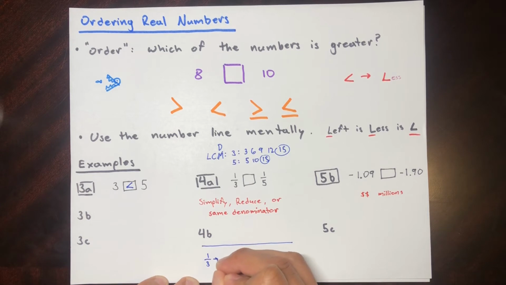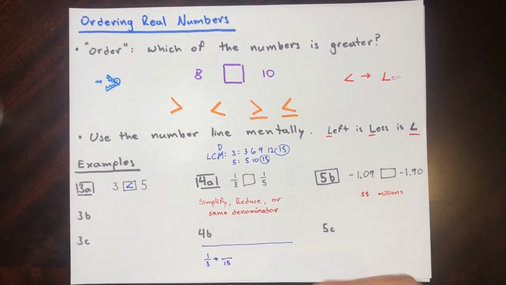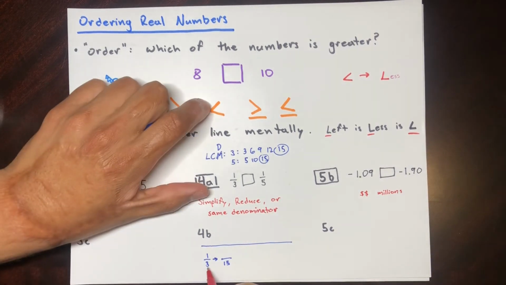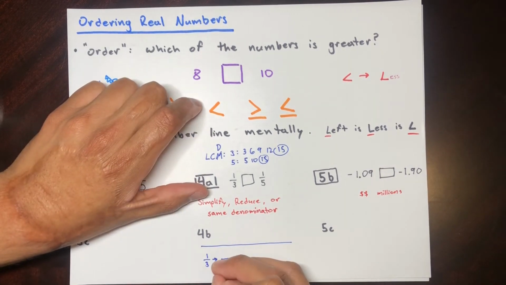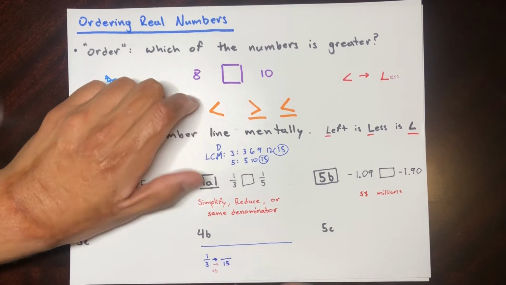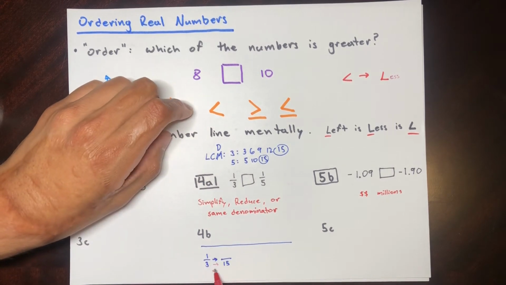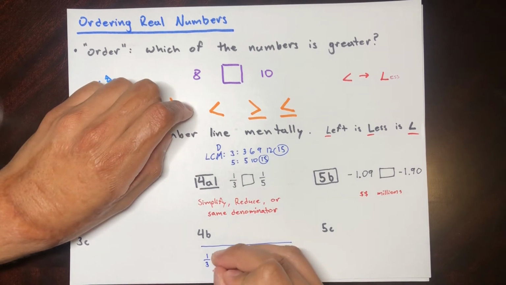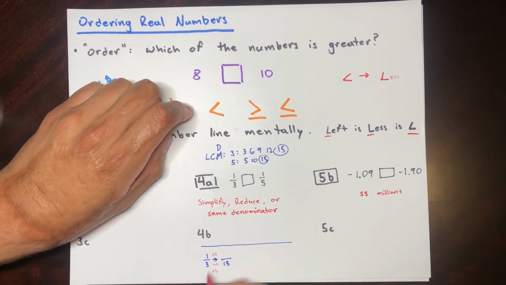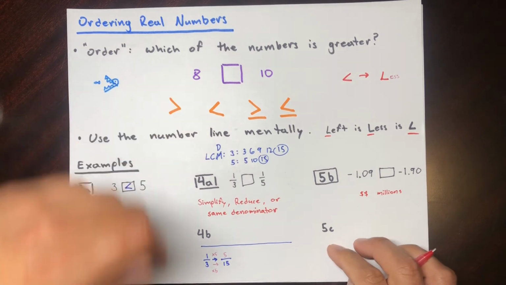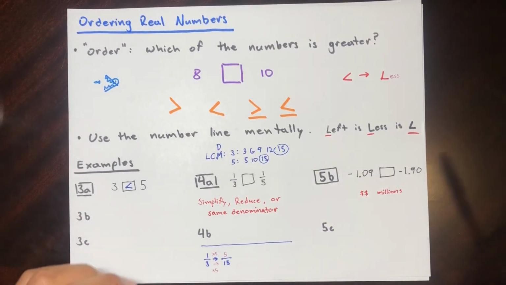1/3 is going to become a fraction over 15. And the easiest way to figure this out is if you just ask yourself, how does 3 become 15? Well, 3 becomes 15 by multiplying by 5. And if you have a fraction, whatever you do to the bottom, you have to do to the top. So we're going to multiply the bottom by 5 to get 15. We're going to multiply the top by 5 to get 15. And that becomes 5 over 15.